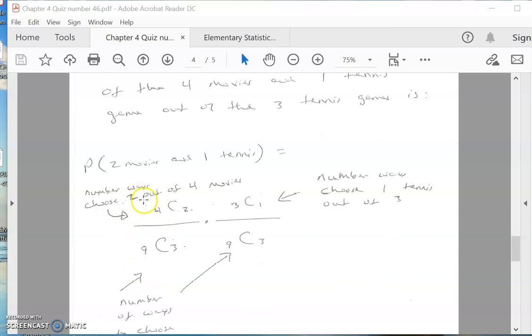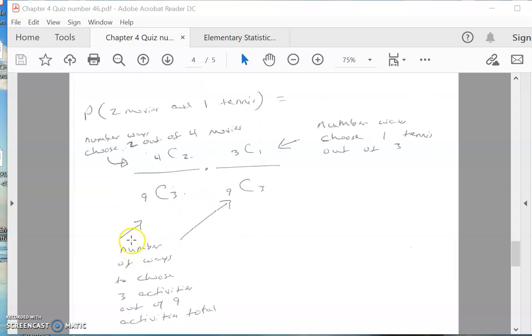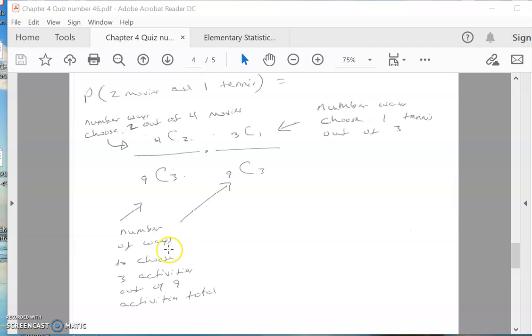So the number of ways that we can choose 2 out of the 4 movies, that's 4 choose 2. That's in the numerator, and then in the denominator is the total number of ways in the sample space. That's the number of ways to choose 3 activities out of 9 activities total. So that's 4 choose 2 over 9 choose 3. That's the probability of getting 2 movies out of the 4 movies.